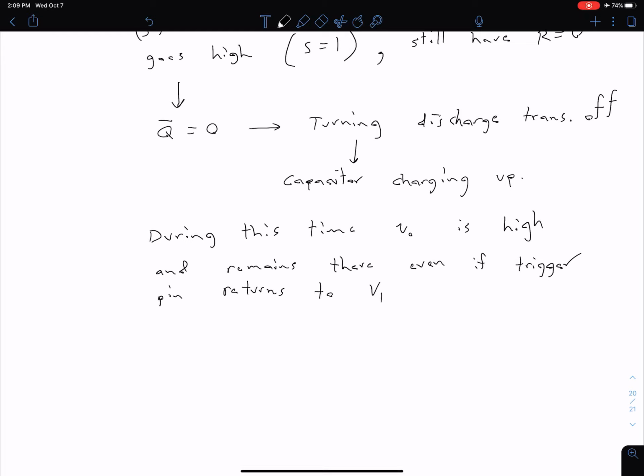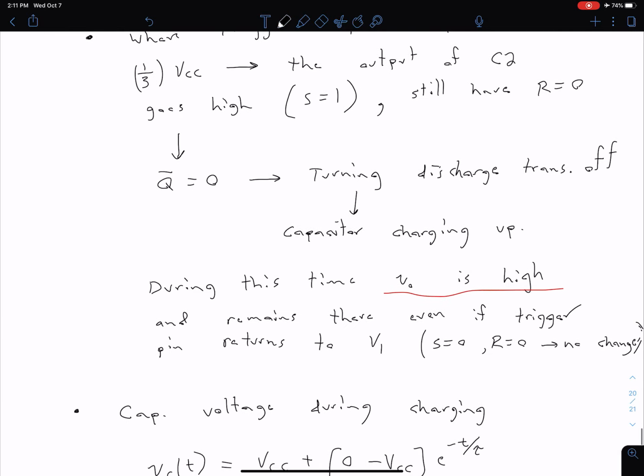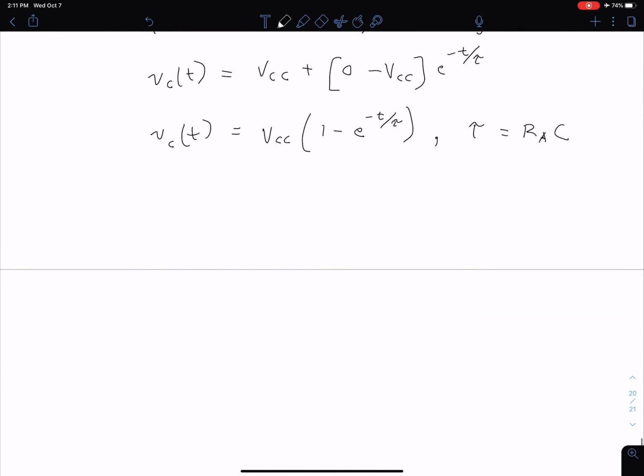Okay, so it's going to continue charging until it reaches a value above 2/3 VCC. Why 2/3 VCC? Because if we look at comparator 1, our threshold, which is connected to our capacitor, so that's essentially measuring our capacitor voltage, is being compared to 2/3 VCC. So when we pass that, we're going to have our capacitor begin discharging again.